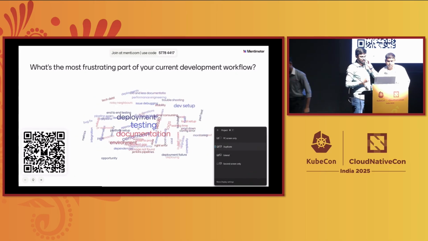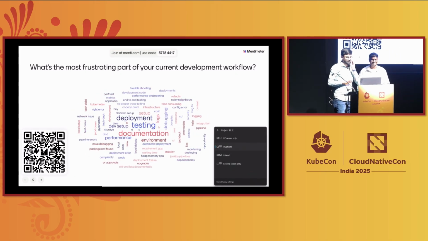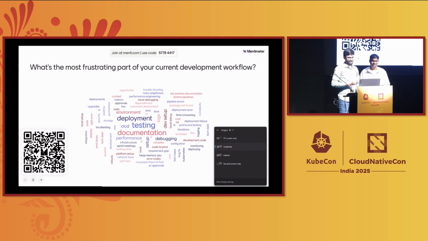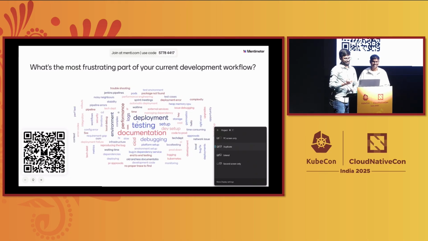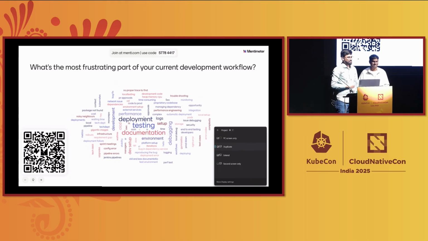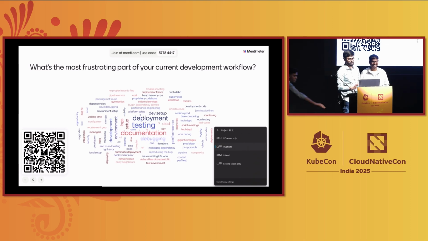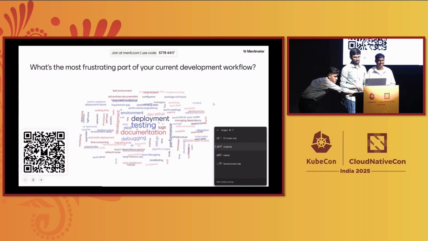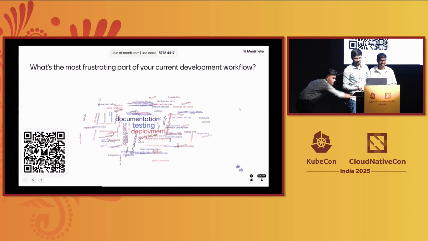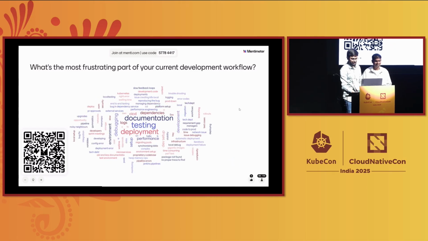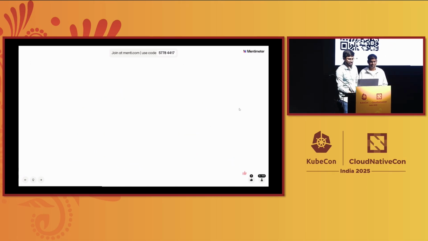Okay. So you can see so much testing, deployment, documentation. Documentation, I think we cannot help much. Probably AI tools would help. But deployment, testing, and debugging is where we're going to show how DevSpace is going to help you out. Thank you. I'll move on to the next question.